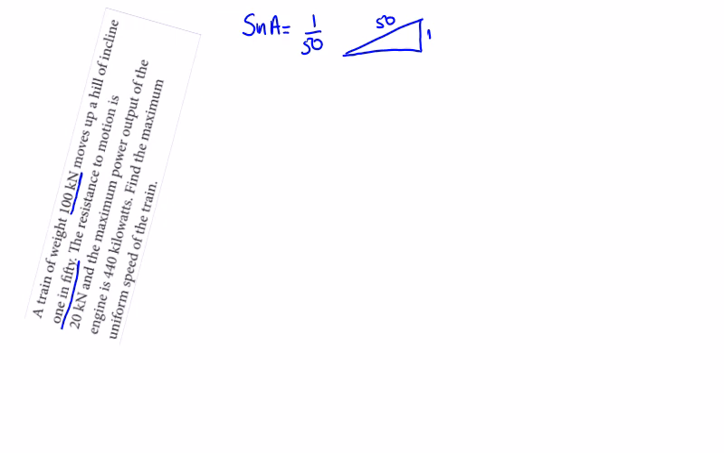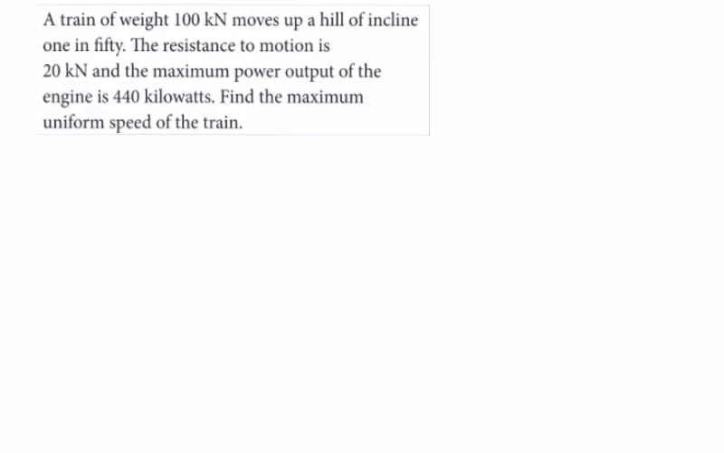Now, I don't think we need cos A in this question. We're just going to use sine A because we're going to find the speed of the train. So we have the train's weight, 100 kilonewtons, so put in 3 zeros there. We have our incline, so we have sine A is 1 over 50. Just jot that down again. And we have resistance to motion, 20 kilonewtons, so 20,000, and max power output. Power is equal to TV. Just write that down if it jumps out at you from the previous video. The tractive effort times the speed.